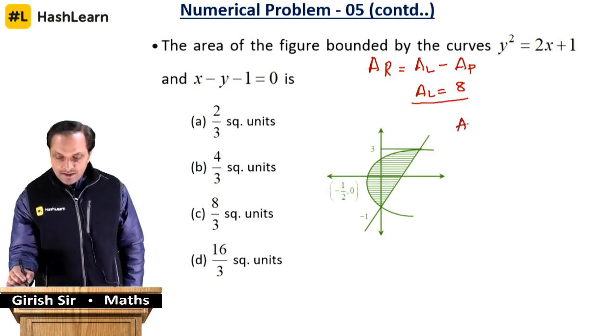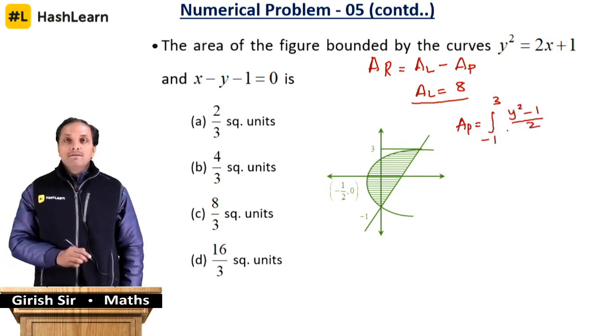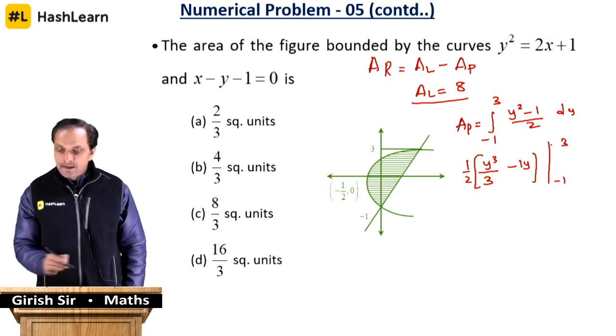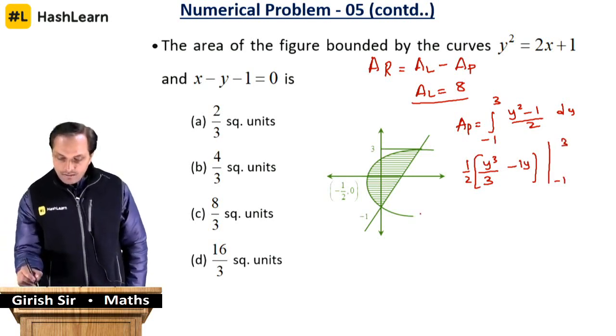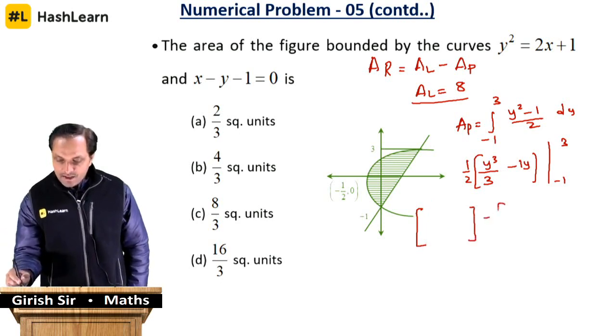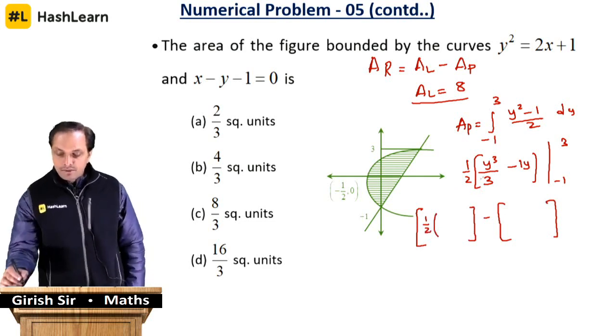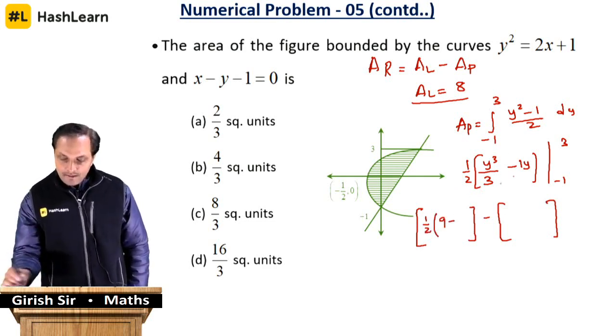And let me talk of the parabola's area, which was from -1 to +3, and x is (y square minus 1) divided by 2. This is what dy is. Integrate it, you will have y cube by 3 minus y, and this is half as it is outside. You have to put the limit -1 to +3. So when we apply this, what we got: upper limit minus lower limit. This is half, okay, so 3 will give you 27 by 3, 9, minus the lower limit will give you plus, this is -3 here.